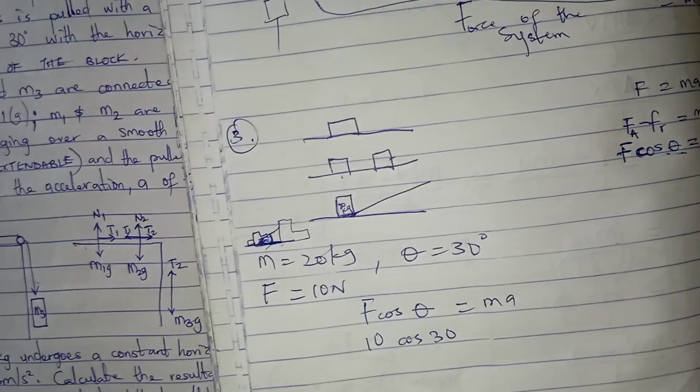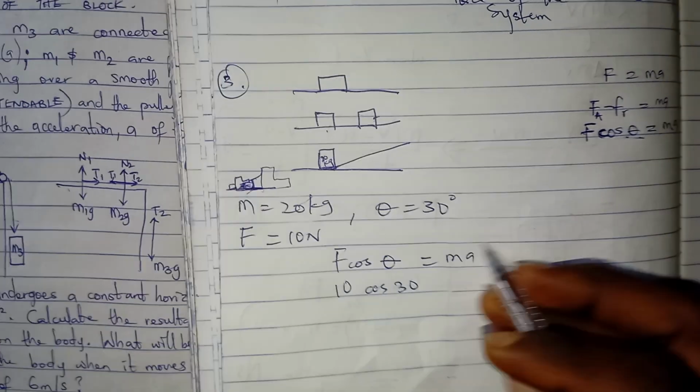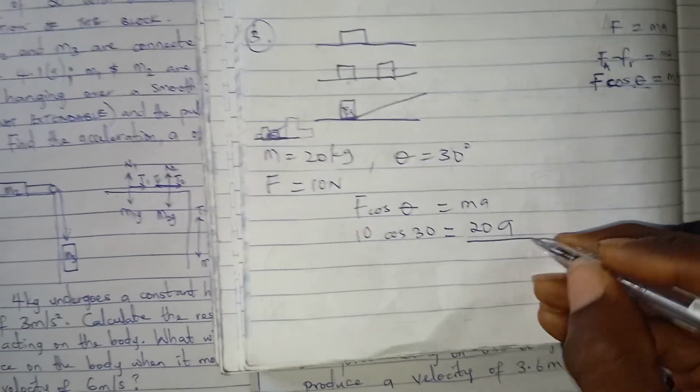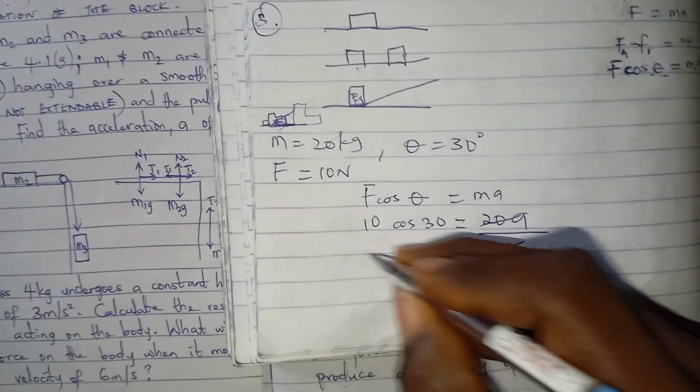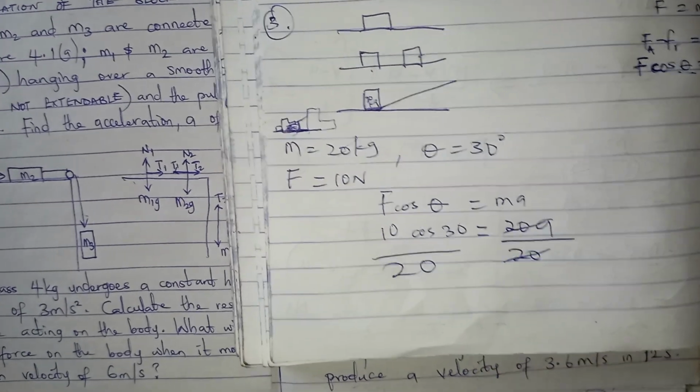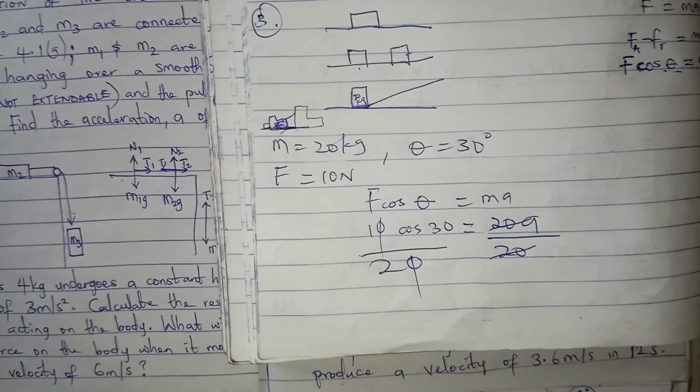This is 30. So 10 cos 30 is equal to 20. Then the acceleration is what they are asking us to find, 20A. I don't know it, so I will divide both sides by 20. This will cancel this. This will cancel this. So you see that this can take care of this.